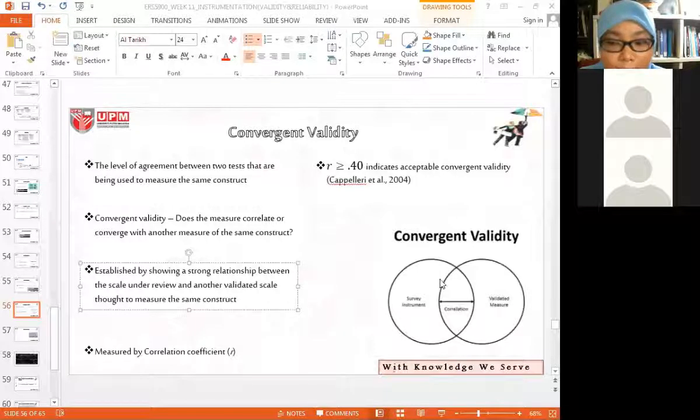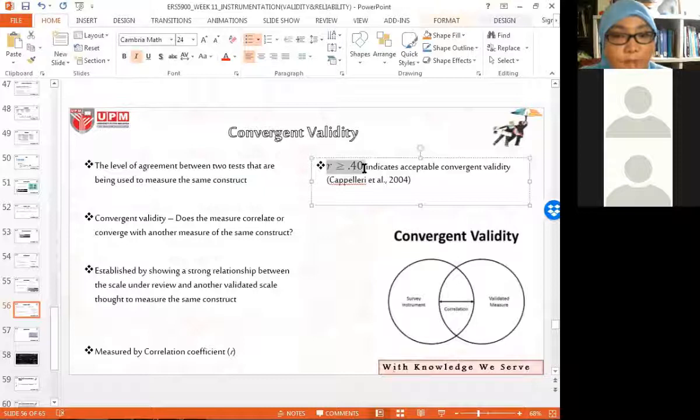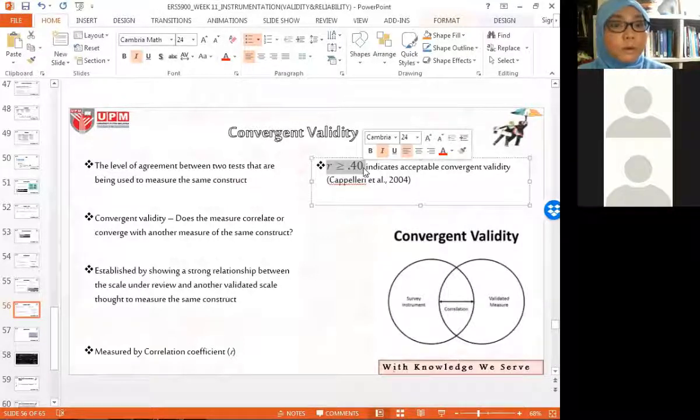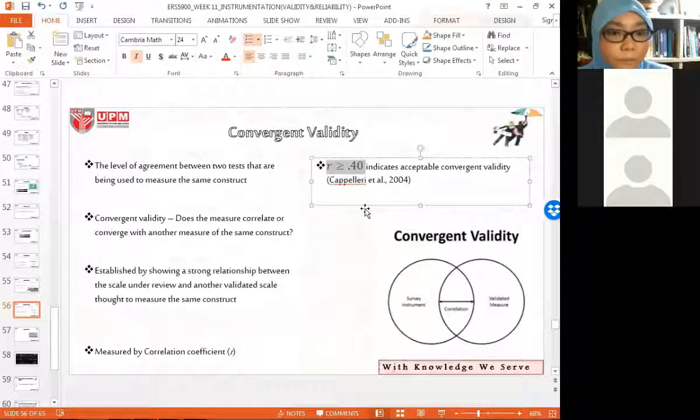The other is the survey instrument that we want to use. After we correlate them, if let's say the correlation coefficient that we got is 0.5, it already indicates acceptable convergent validity. Understand?